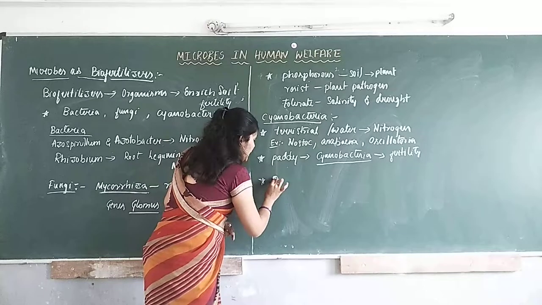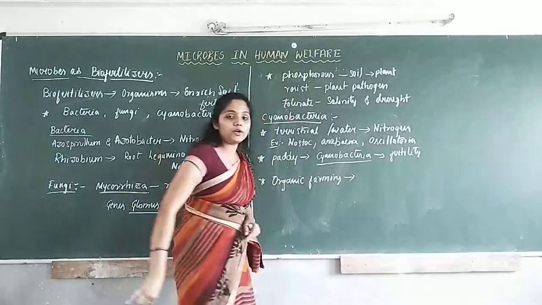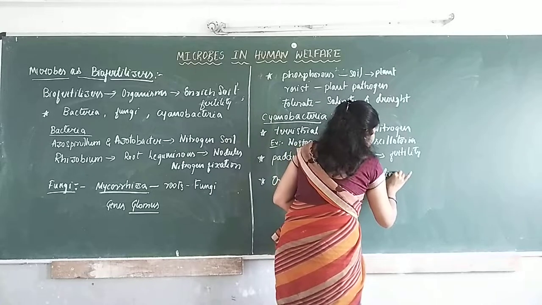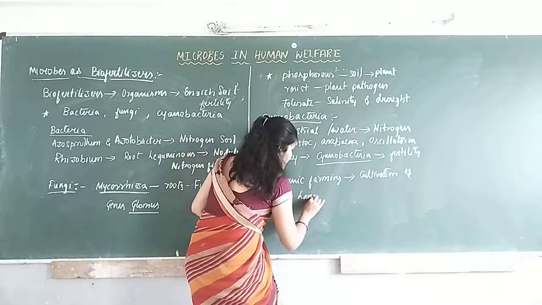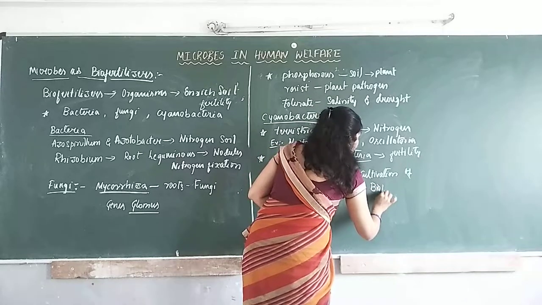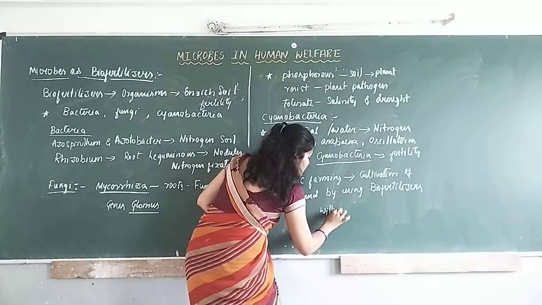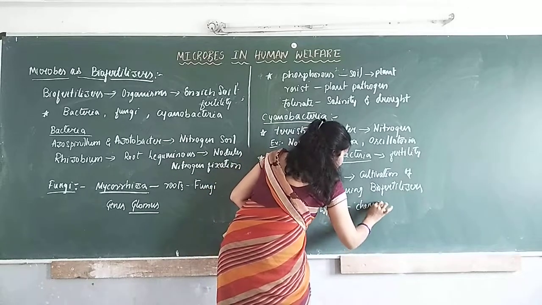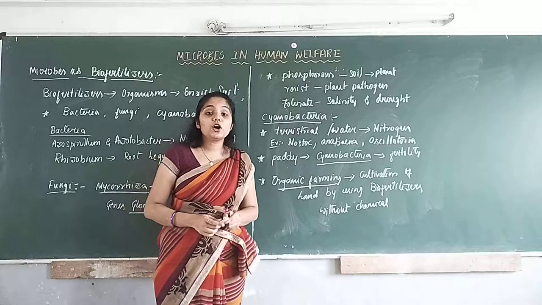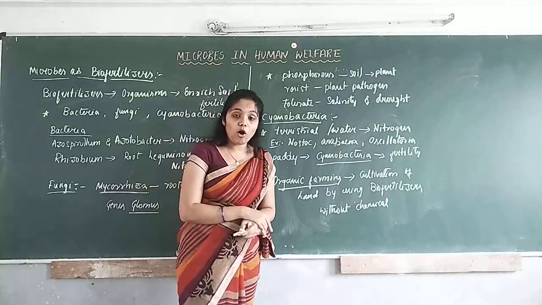Okay, so here, what do you mean by organic farming? This is a one mark question, children. What do you mean by organic farming? Organic farming is nothing but the cultivation of land by using biofertilizers without chemicals. Okay, so that we call an organic farming. So this is a one mark question. The cultivation of plants by using biofertilizers without using chemicals, we call it organic farming.